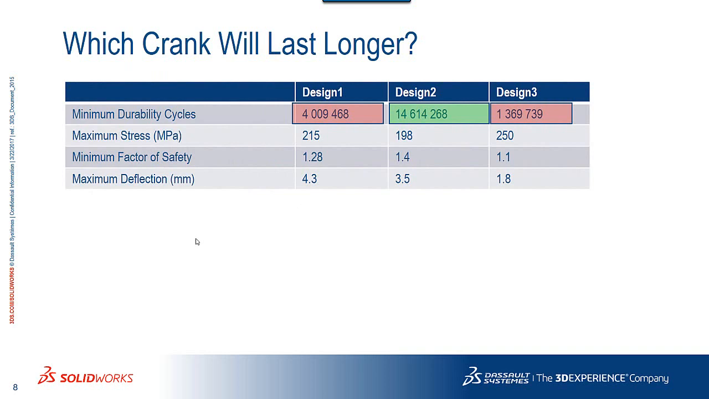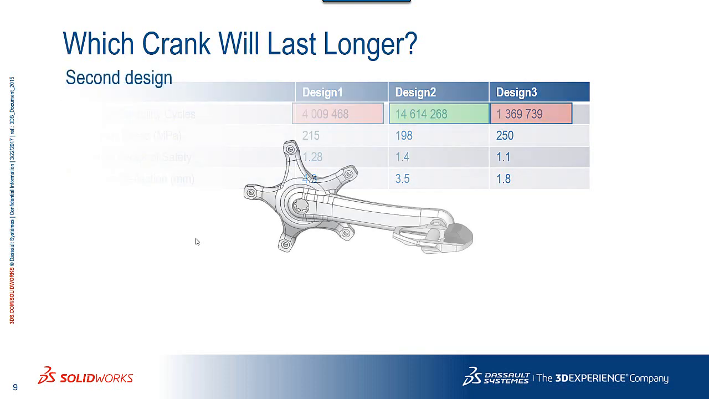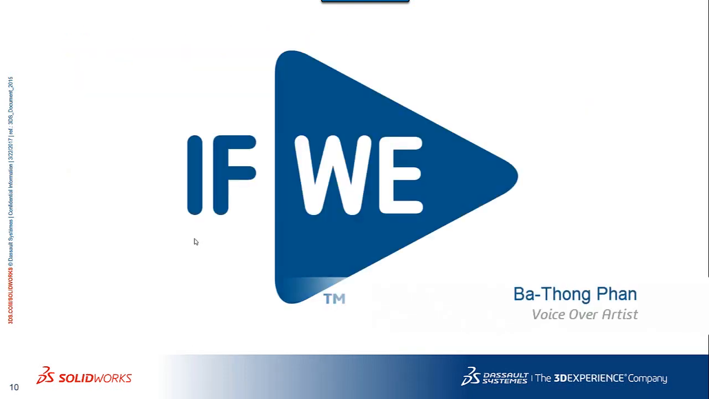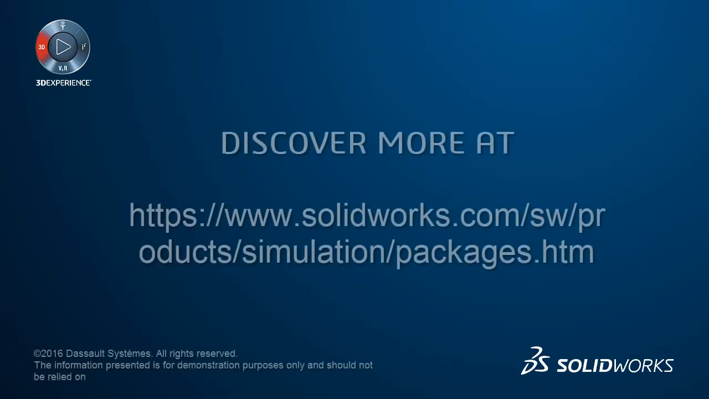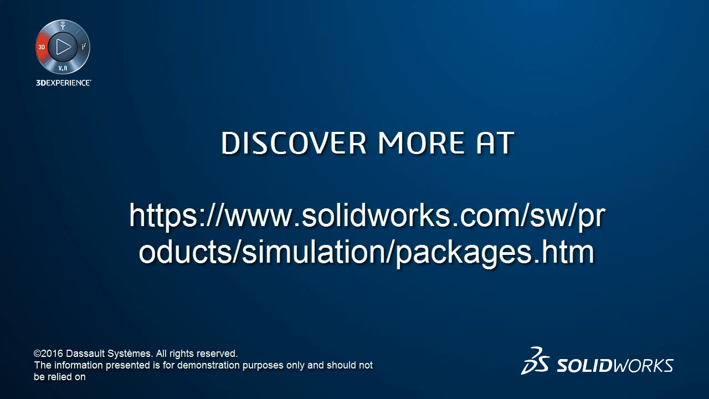So, for these design iterations, if we concentrate on life, then definitely design 2 is the best. So, in this way, we see how SolidWorks Simulation can help to improve the design and take the right decision on which is the best design for a given scenario. And the designer can decide this with confidence and valid data to prove his decision.